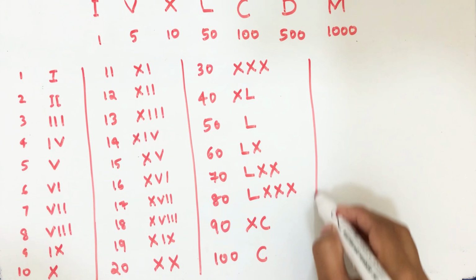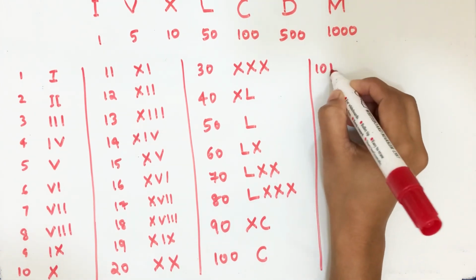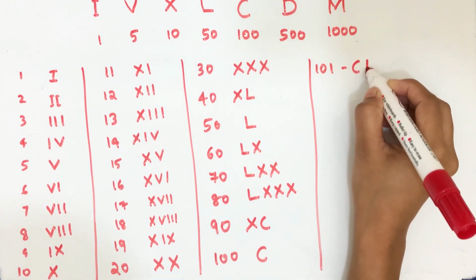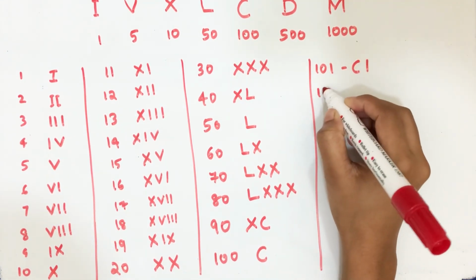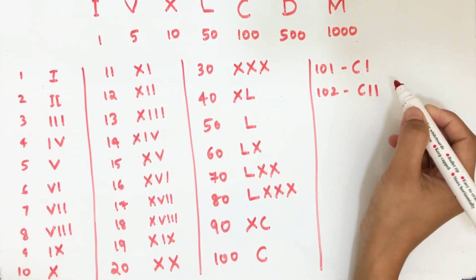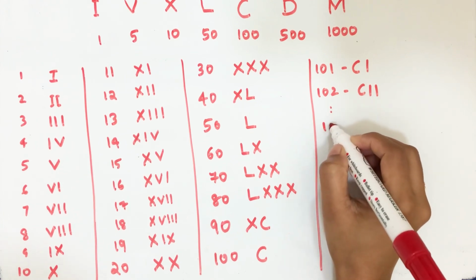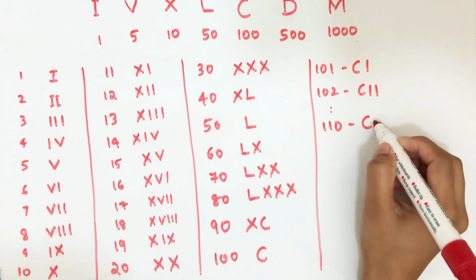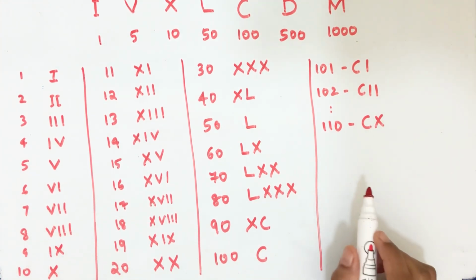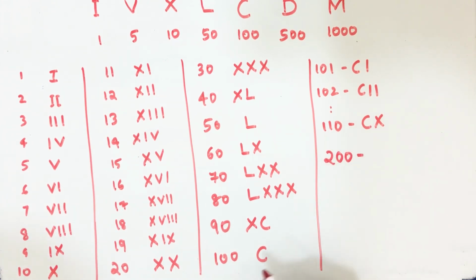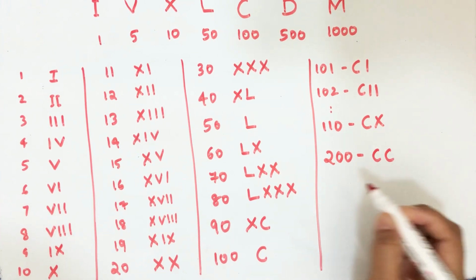How will you write 101? 101 is 100 plus 1, that is C to the right 1. Like that 102 is C to the right 2, etc. How can we write 110? 110 is equal to 100 plus 10, that is C to the right 10. Like that we can continue. Then how 200? 200 is equal to 100 plus 100, that is C.